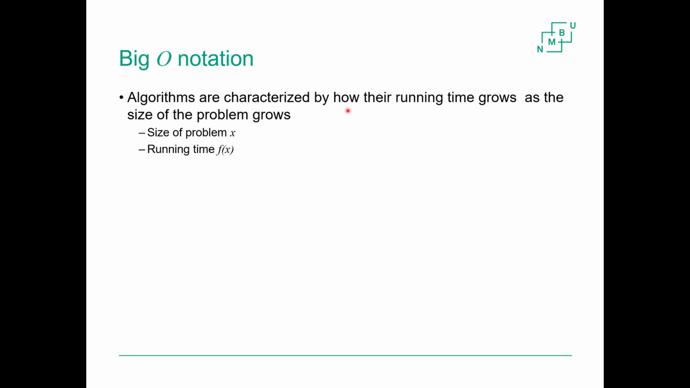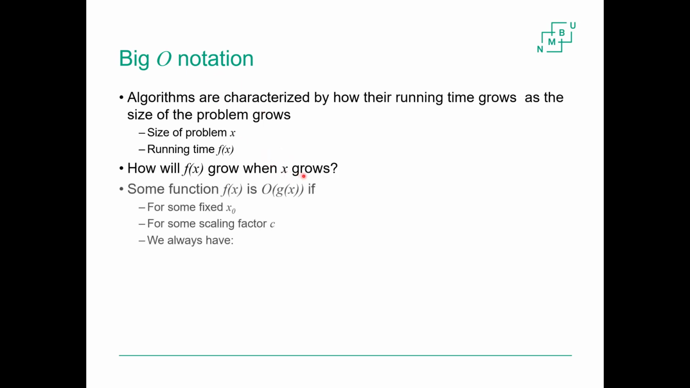Algorithms are characterized by how the running time grows as the size of the problem grows. So let's say we have the size of a problem denoted as x, and then the running time is a function of this, right? f(x). So how will f(x) grow when x grows? That's what this big O notation tries to tell us.